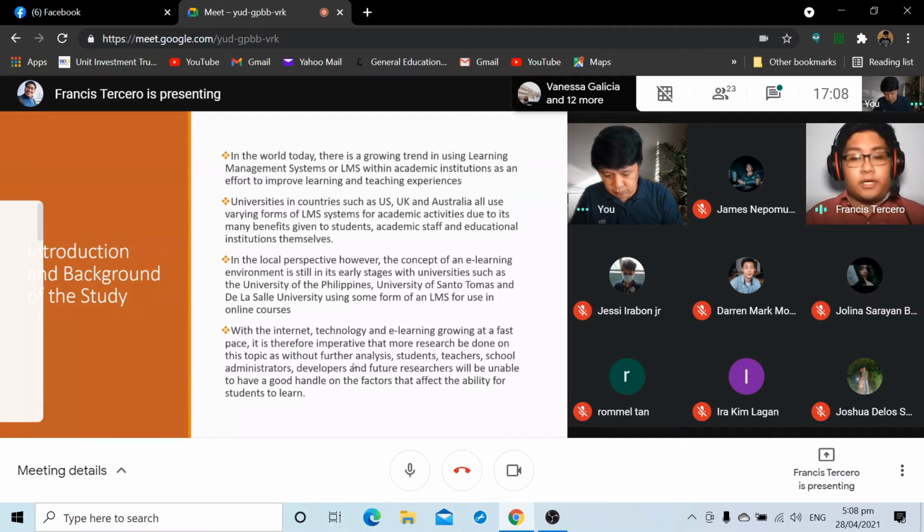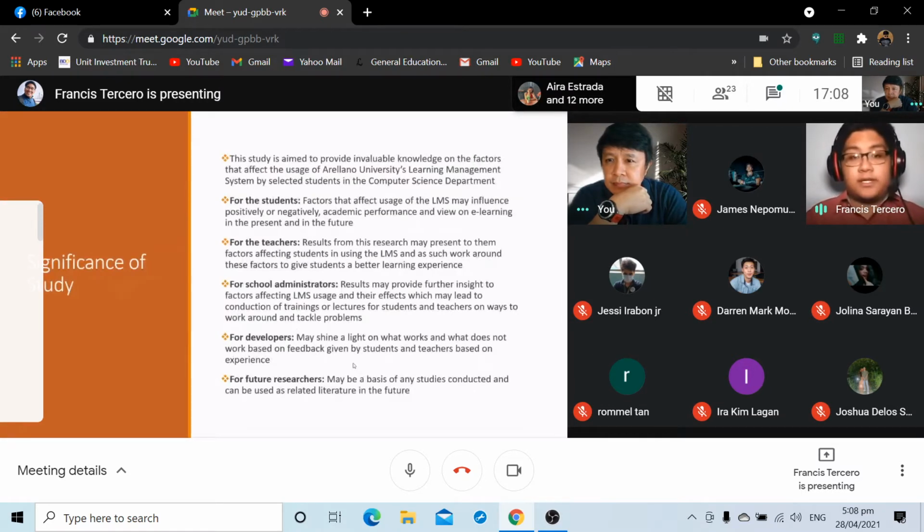With the internet and technology and e-learning growing at a fast pace, it is very important, or imperative, some would say, that more research be done on this topic, as without further analysis, students, teachers, school administrators, developers, and future researchers will be unable to have a good handle on the factors that affect the ability for students to learn.